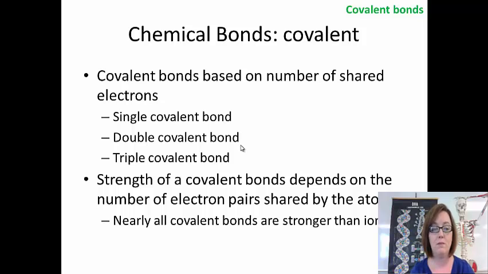In a single covalent bond, each atom is contributing an electron to the bond, so there are 2 electrons that are shared. With a double covalent bond, each atom is donating 2 electrons to the bond, so there are 4 altogether, so 4 electrons are shared in a double covalent bond. And then in a triple covalent bond, 6 electrons are shared. The strength of the covalent bond depends upon how many electrons are shared. So the triple covalent bond is the strongest, followed next by double and then single. And almost all covalent bonds are stronger than ionic bonds.